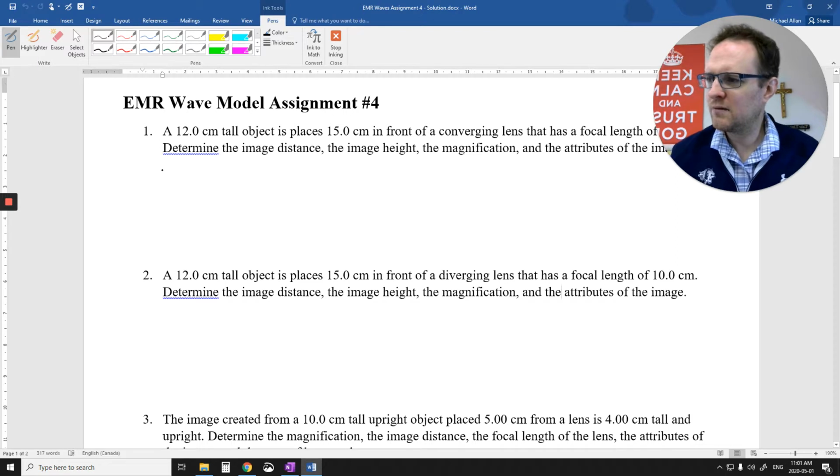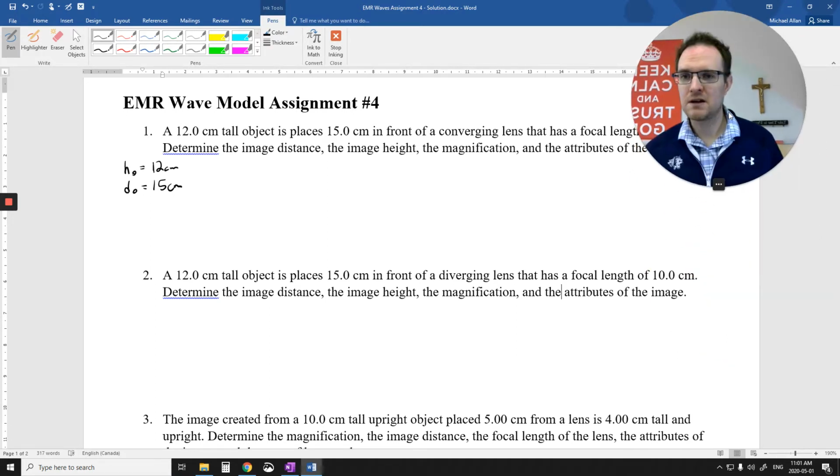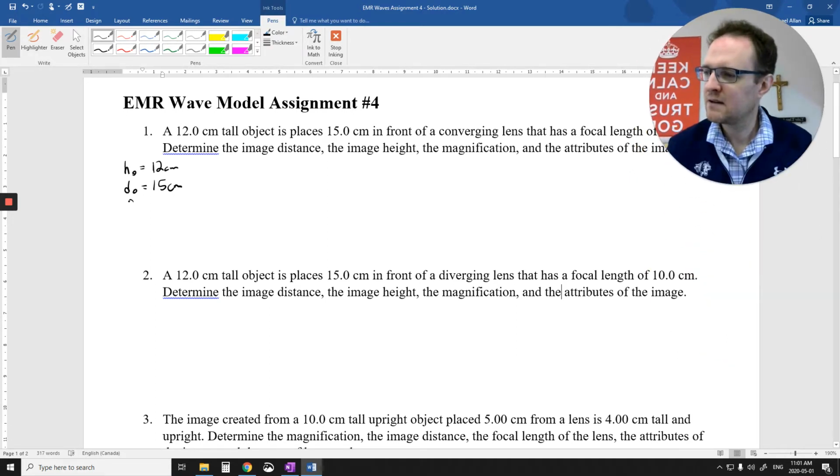So we have a 12 centimeter tall object. Okay, so I'm just going to write my information down here again. So I got a 12 centimeter tall object. Remember, object's always positive. It's placed 15 centimeters in front of a converging lens. Okay, so my DO is 15 centimeters. It has a focal length of 10 centimeters. So it's converging, so that's a nice little key word there. Since that's converging, that means it's a positive lens. So this is positive 10 centimeters.